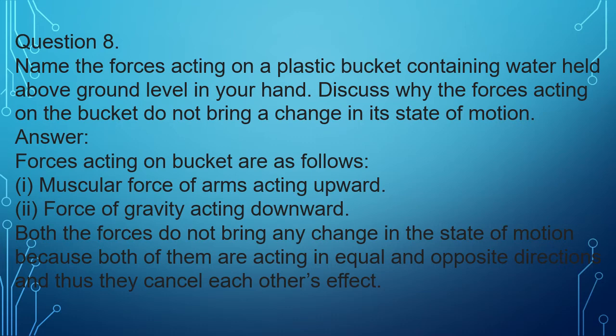Answer: the forces acting on the bucket are as follows. Two forces act on the bucket. One is the muscular force of the arms acting upward and the other is the force of gravity acting downward. Here children, both the forces do not bring any change in the state of motion because both of them act in equal and opposite directions, and thus they cancel each other's effect.